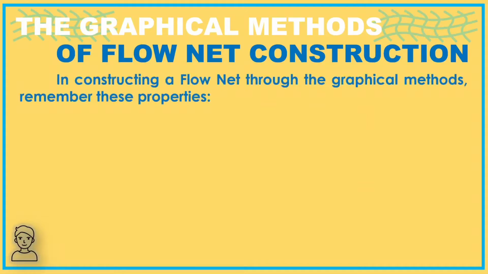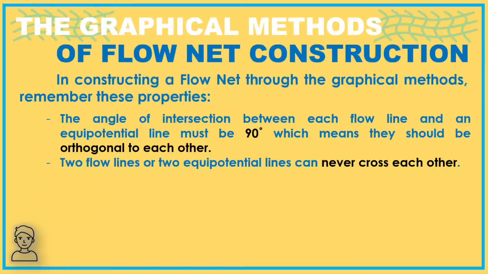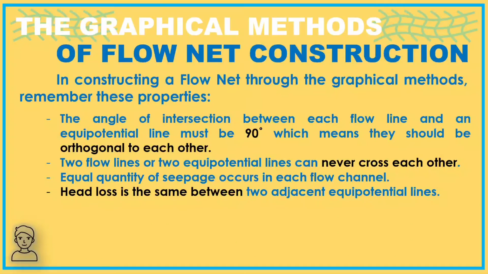In constructing a flow net through graphical methods, we should remember these properties. The angle of intersection between each flow line and equipotential line must be 90 degrees, or they are orthogonal to each other. Two flow lines, or two equipotential lines, can never cross each other. Equal quantity of seepage occurs in each flow channel. Head loss is the same between two adjacent equipotential lines.